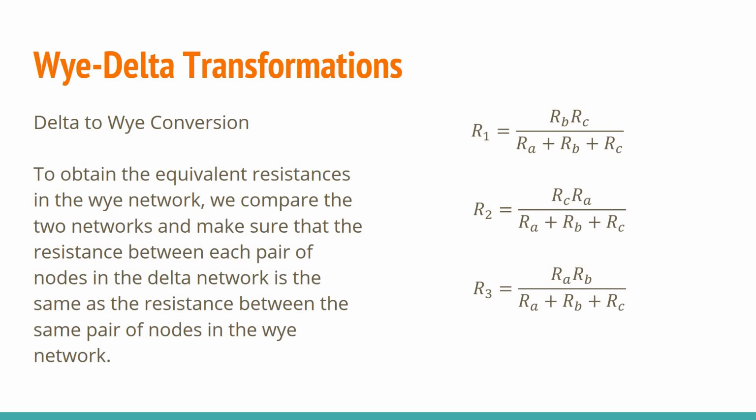Okay, let's proceed. Okay, saan pag-transform into delta, from delta to Y conversion? So, to obtain the equivalent resistances in the Y network, we compare the two networks and make sure that the resistance between each pair of nodes in the delta network is the same as the resistance between the same pair of nodes in the Y network.